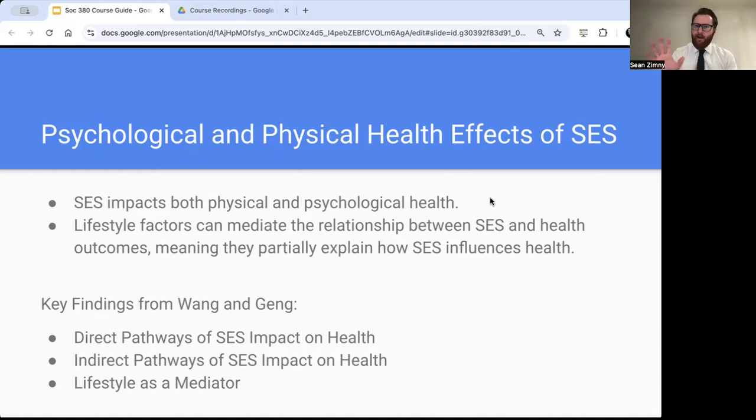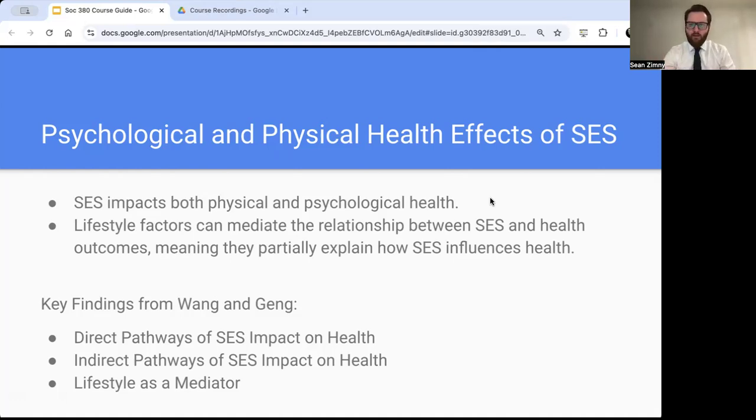Number two, indirect pathways of socioeconomic status and their impact on health. One example of an indirect pathway is chronic stress. As we've talked about, low socioeconomic status is associated with higher levels of stress due to financial insecurity, job instability, and unsafe living conditions. That chronic stress negatively impacts physical health, contributing to conditions like hypertension and heart disease and a weakened immunity. Another example of an indirect pathway is psychological health in general. Low socioeconomic status is linked to higher rates of depression and anxiety and other mental health challenges.